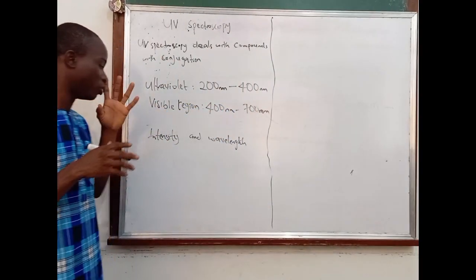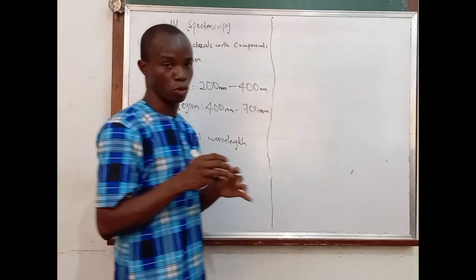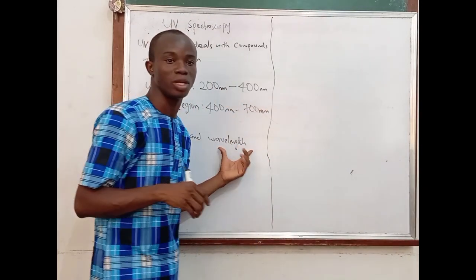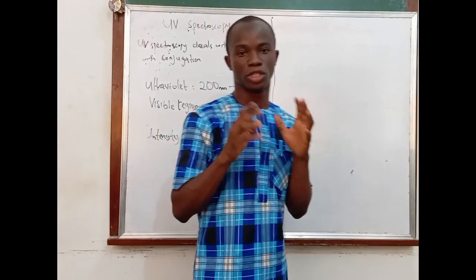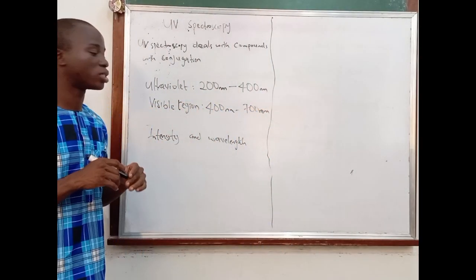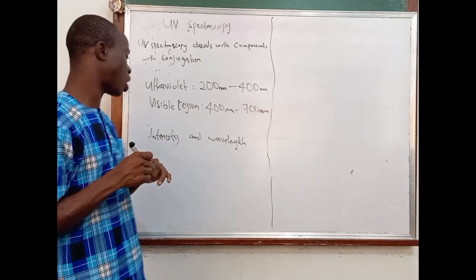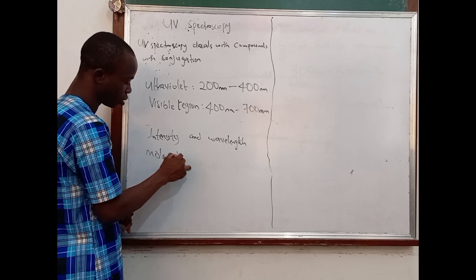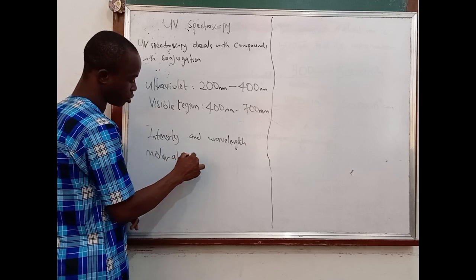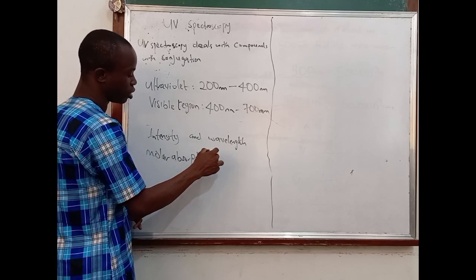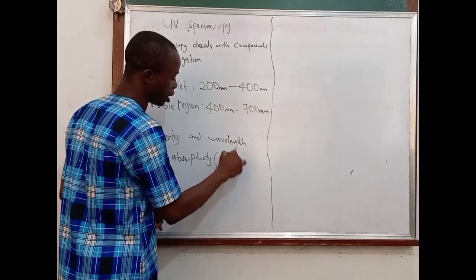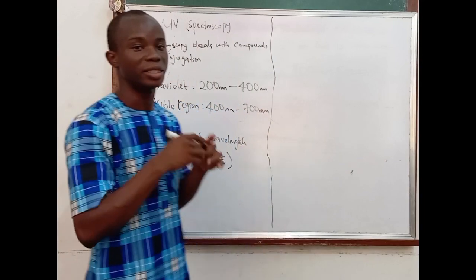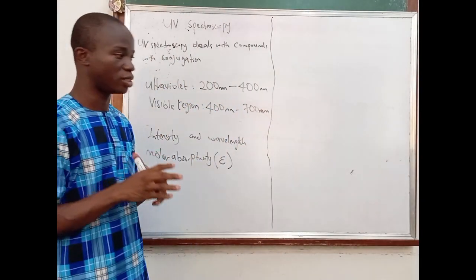These are some of the things that we have to take note of in terms of absorption under UV spectroscopy. We must take note of the intensity of absorption and the wavelength of absorption. These two quantities are very important. And I've said that the measure of intensity is molar absorptivity, which I said is denoted by what? By epsilon. The greater the molar absorptivity, the higher the intensity.